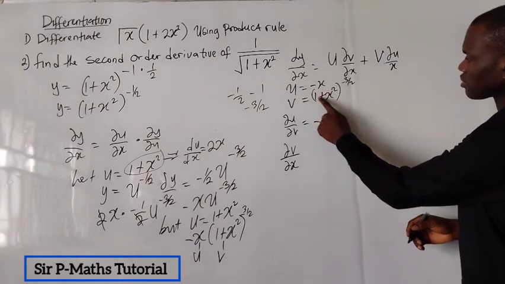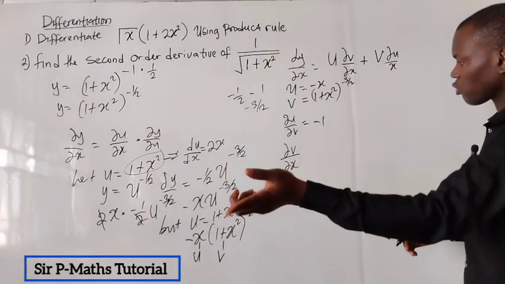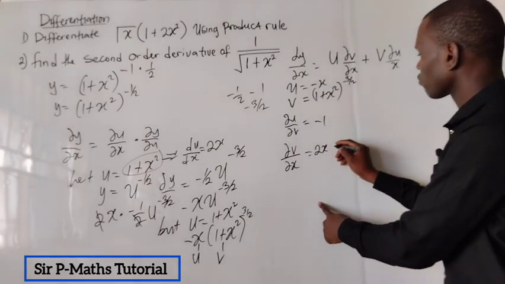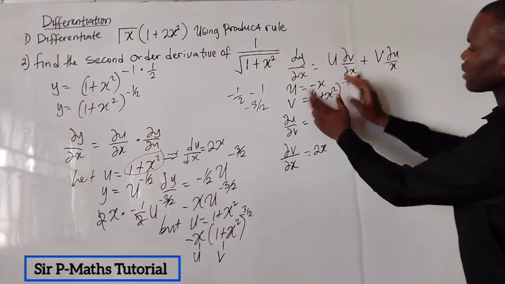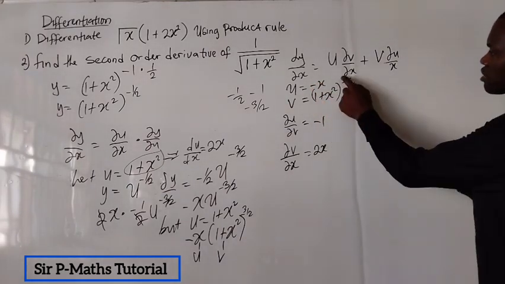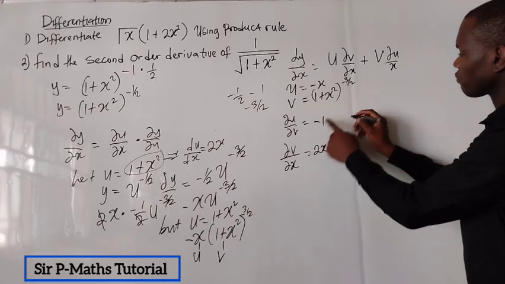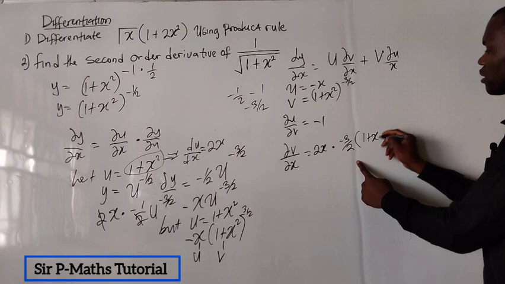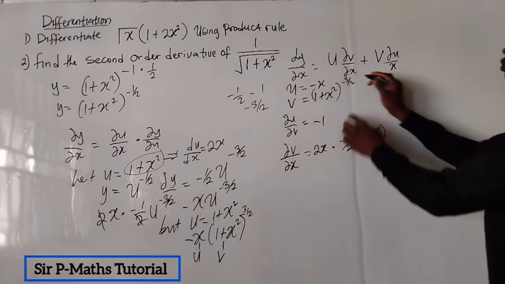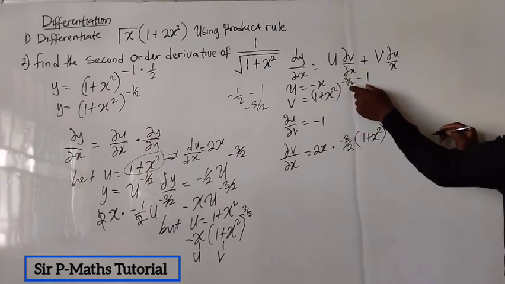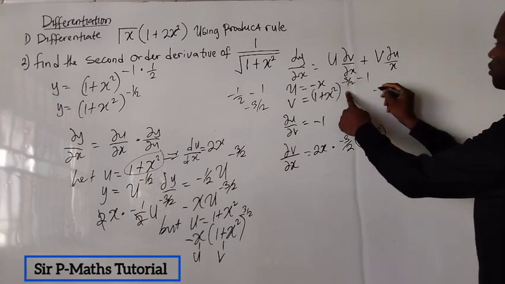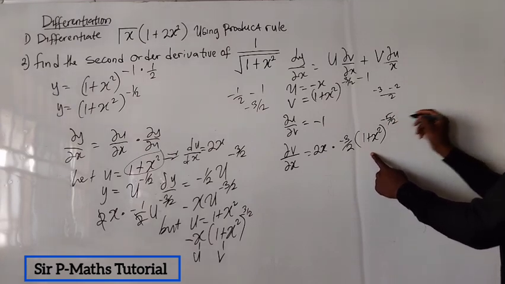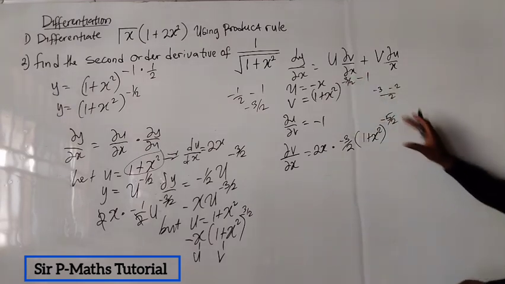Differentiate inside this bracket. 1 is a constant, so it is 0, gone. Then differentiate x squared, we'll have 2x. Then differentiate the whole bracket as a function. That means this power will come down. I will have minus 3 over 2, carry the bracket and put back 1 plus x squared. Then this power will subtract 1. If I subtract 1, I will have minus 3 minus 2 over 2, so I will have minus 5 over 2. Just perform this operation, you will get this.